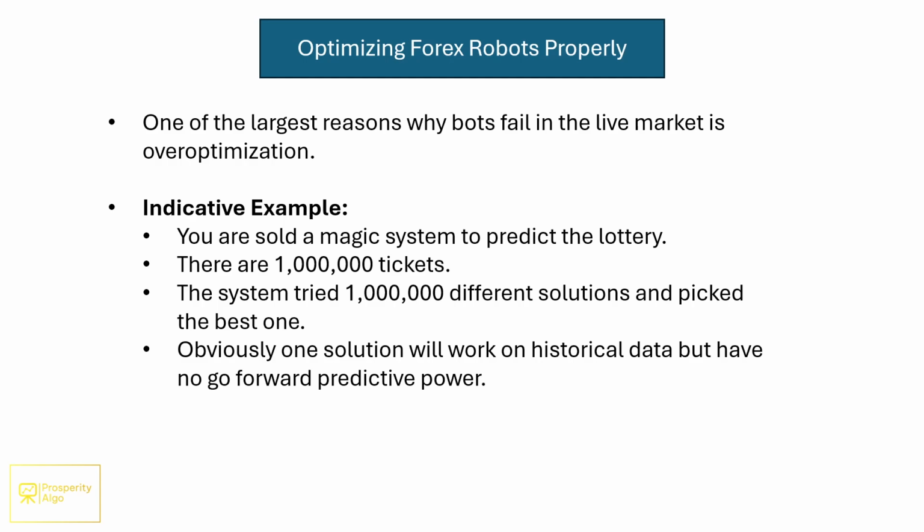So here we're going to discuss how to actually find optimal parameters for an EA, which involves not doing this, not just trying billions of iterations and picking the best possible one, but actually optimizing properly in such a way to find parameters that give you a statistical edge, not only in the optimization process, but also going forward.